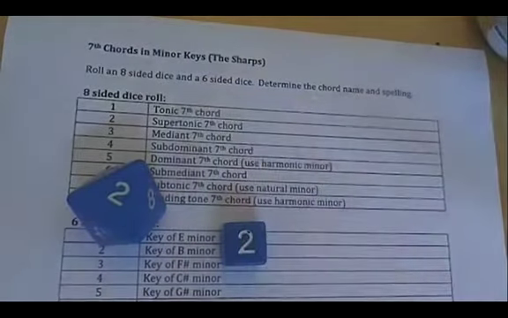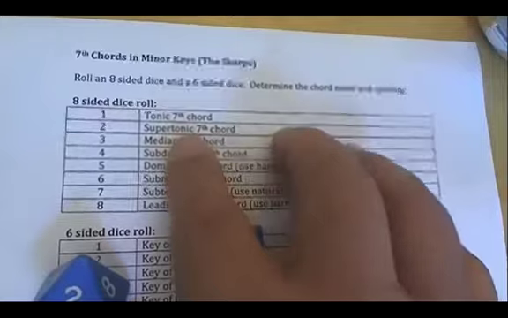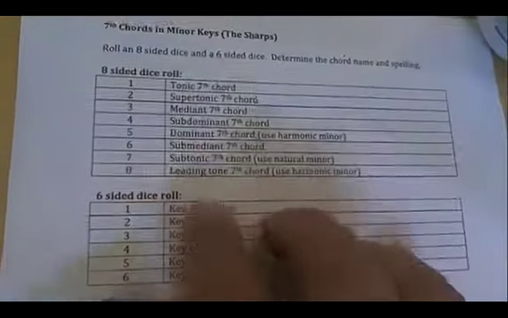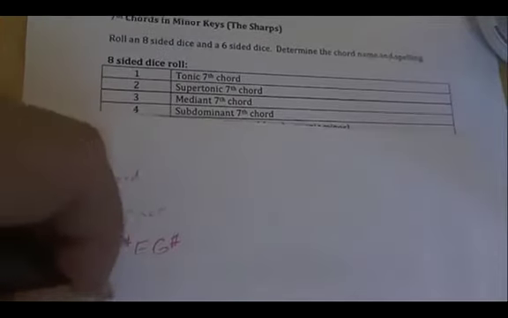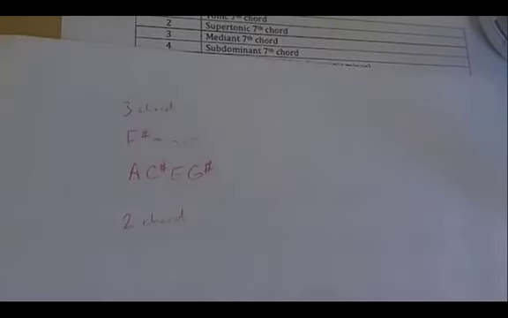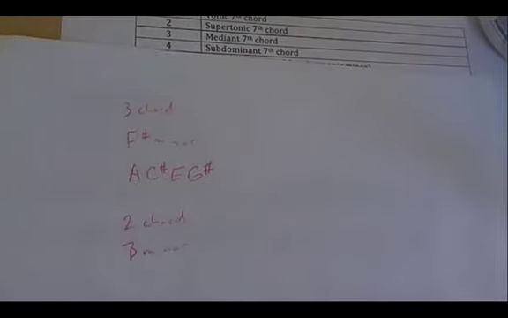So I got 2 and 2. So I'm going to make a supertonic 7th chord in B minor, okay? Supertonic means 2 chord, right? And I'm in B minor. And I'm only writing this down now so that we don't forget and you have a visual guide.